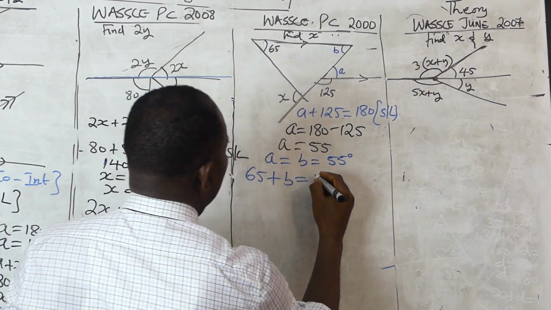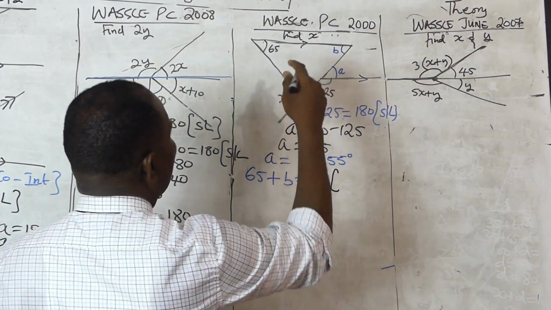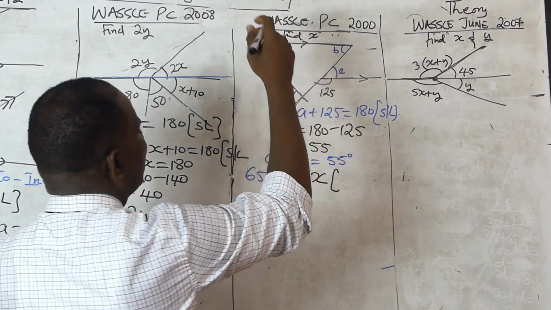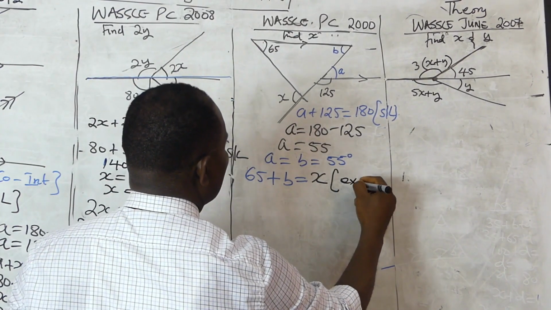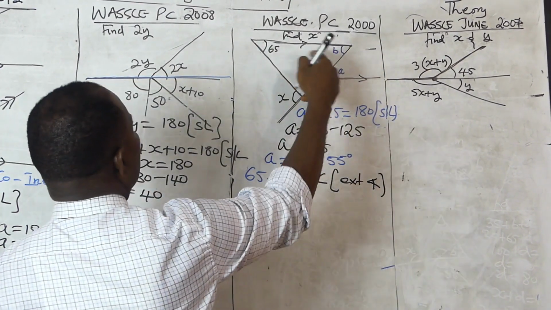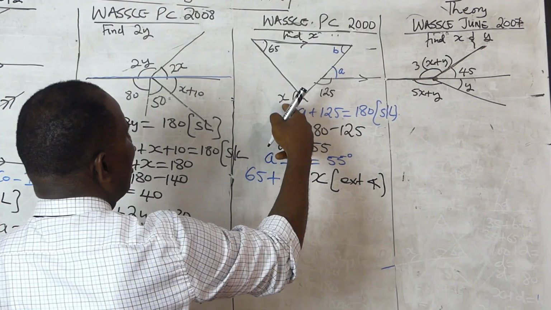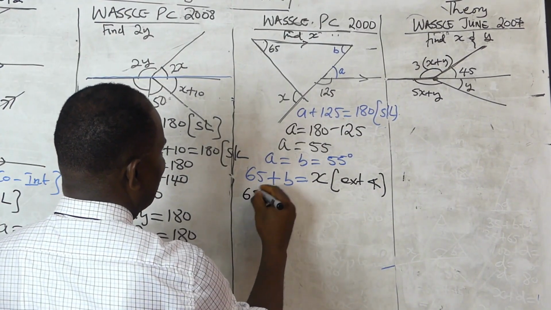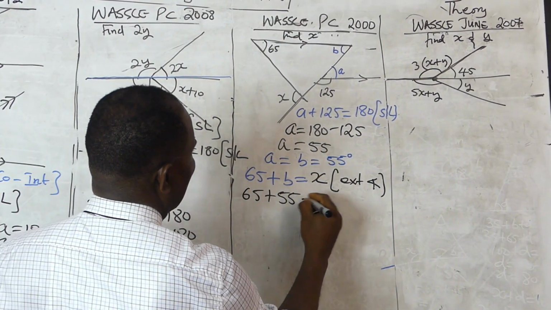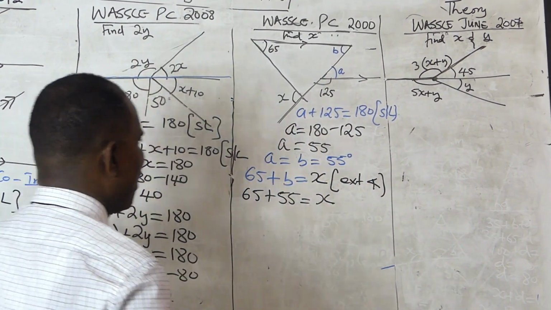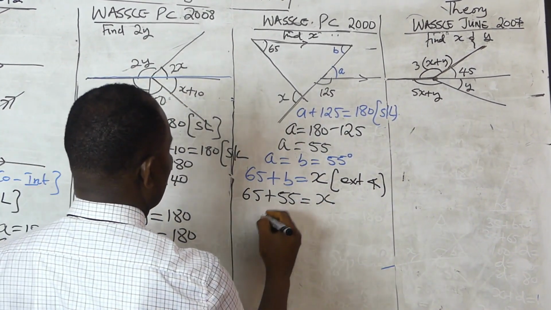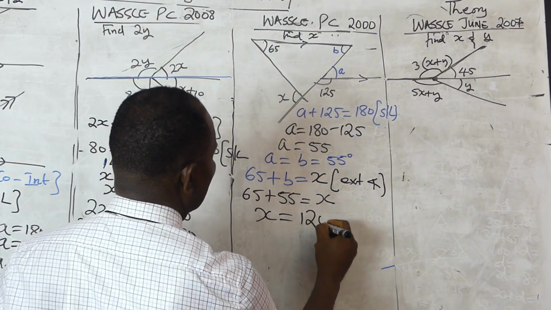That is, the sum of opposite interior angles of a triangle equals the exterior angle. We call it the exterior angle principle. Now we know B, so we can put B as 55, and this will give us our X. So 55 plus 65 is 120, so X is equal to 120.